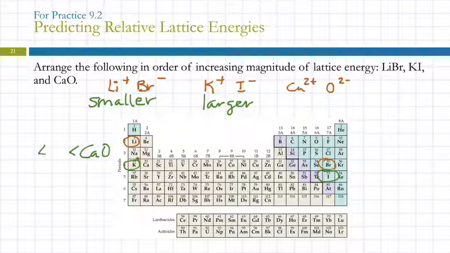And so we're going to put that one in the middle. And the potassium iodide has the smallest amount of attraction. It will release the smallest amount of energy when the compound forms. Any questions?